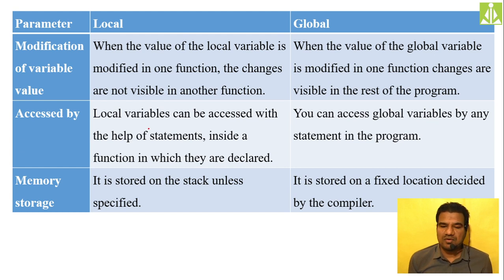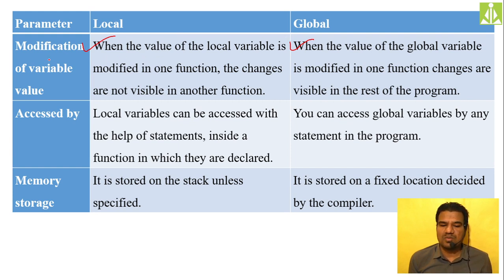In case of global variables, whatever modifications you are doing in one function, those modifications you can easily see inside other functions as well. The global variable scope is not limited to any function, so whatever changes you are doing inside one function, you can easily see inside other functions also. In case of local variables, the modification you cannot see in other functions, but in case of global variables, the modifications you can see inside other functions as well.